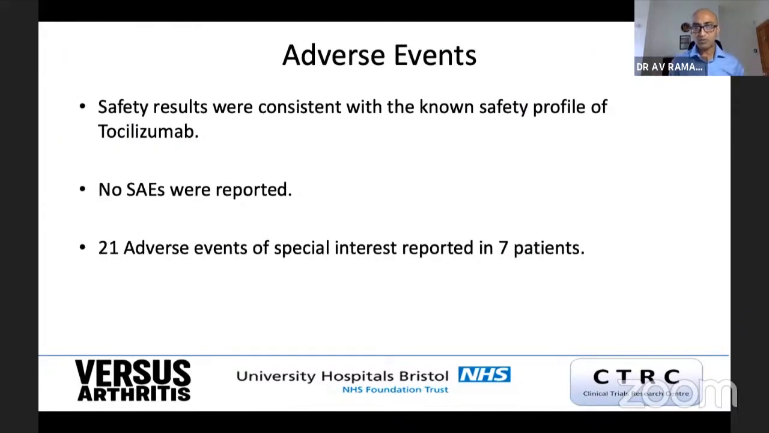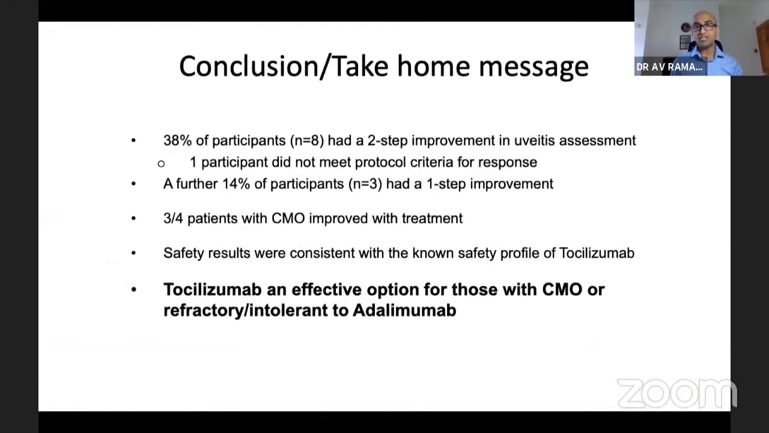Tocilizumab has been used now almost for 15 years in adult and pediatric rheumatology. So the safety profile was consistent with what we already know. And there were only minor adverse events, and there were no serious adverse events. So what is the take-home message? 38% of patients, refractory patients who had failed methotrexate and anti-TNF, had a two-step improvement with tocilizumab, and tocilizumab is available in India. And a further 14% had a one-step improvement. So really, I'd say half of the patients who have failed methotrexate and anti-TNF, tocilizumab is a very effective choice.